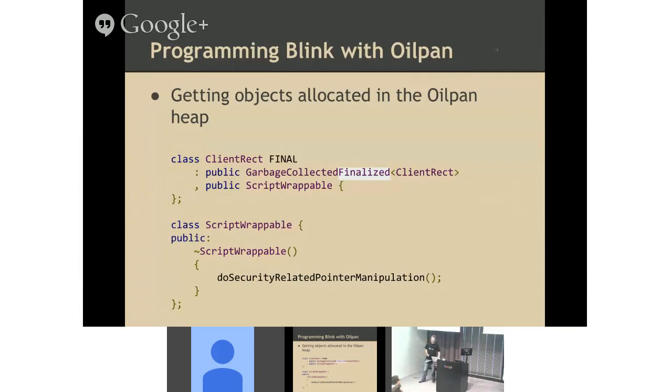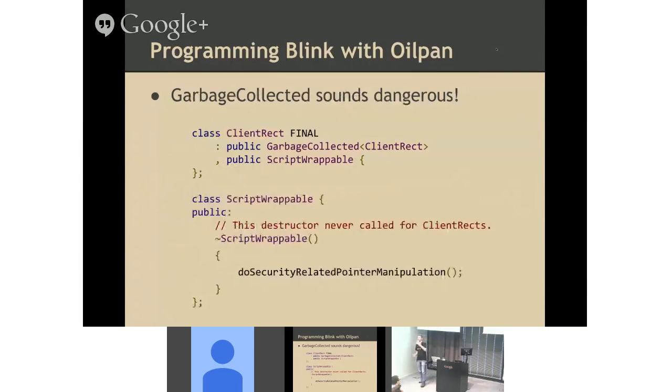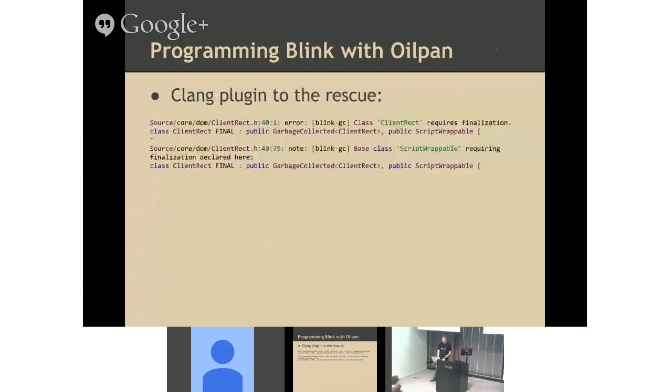So that sounds dangerous, right? Because what if I had chosen to just write garbage collected? Then that destructor would not be run, and this does something like security-related pointer manipulation. That's probably important. We should probably do that, and now we won't. So the good news is that this is very dangerous, and we're very aware that it just cannot happen. This is just not allowed, and therefore, as part of the Oilpan project, we have implemented a Clang plugin that will catch these kinds of issues for you.